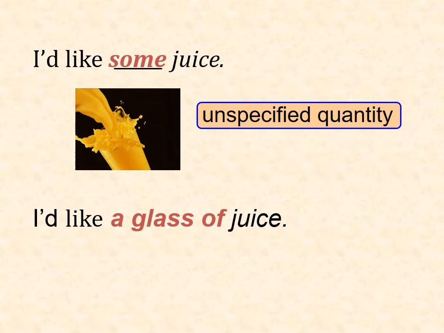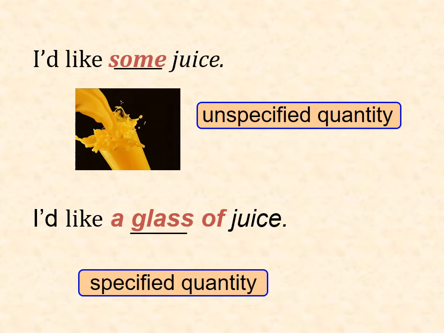If I have unspecific quantity, for example, I don't say a liter or something like this. So I'll say I'd like some juice, or I'd like a glass of juice. A glass of juice means a specific quantity, but if I'm speaking about an unspecific quantity, I'll use some.